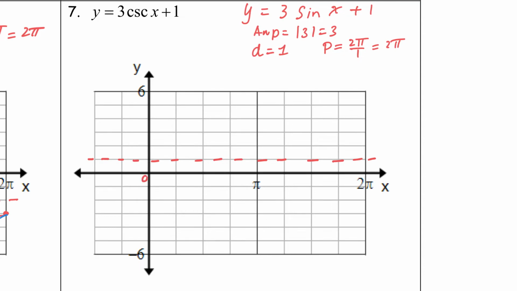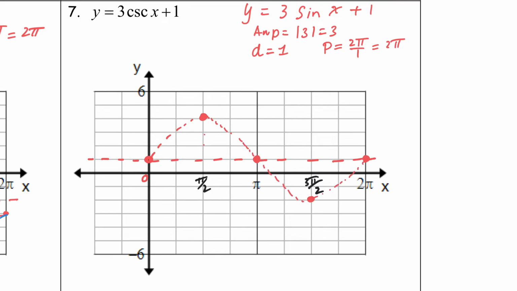We still know that it's going to start at 0, 1, and it's going to end at 2 pi, 1. And at pi, it's going to intersect at 1. In between 0 and pi is pi over 2. And in between pi and 2 pi is 3 pi over 2. And that's where you're going to have your max. In this case, we know that the amplitude is 3, so it's going to go up 3. 1, 2, 3. And we know it's going to go down 3. 1, 2, 3. So go ahead and sketch your sine graph.